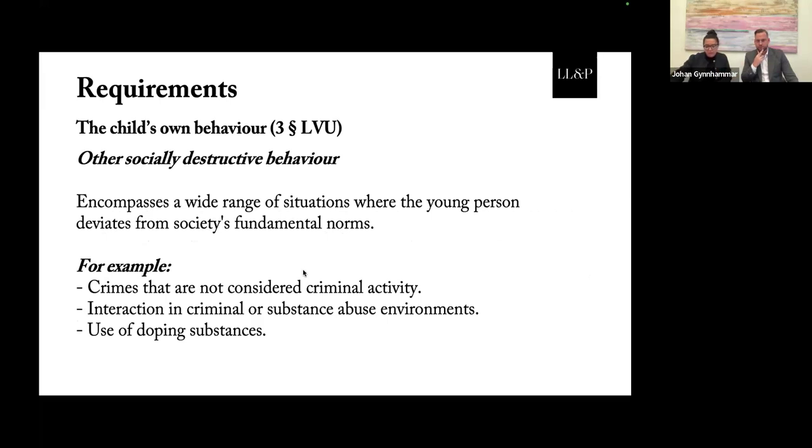And when it comes to other socially destructive behavior, what is that? That we have written here encompasses a wide range of situations where the young person deviates from society's fundamental norms. And for example, it can be crimes that are not considered criminal activity, interaction in criminal or substance abuse environments. And that is something that we unfortunately see more of. Young children, because they are still children, that maybe are not doing anything criminal themselves, but they are moving into environments with criminal people, criminal activities. That is a warning sign. And also use of doping substances. So that is basically what the third paragraph is about.